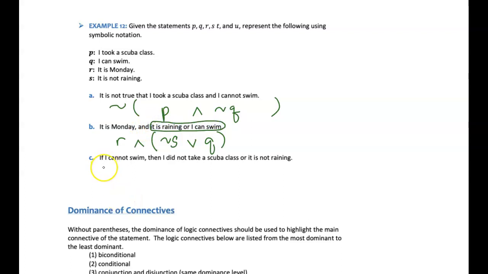Part C, if I cannot swim, so let's start with our arrow. In front of the arrow, the antecedent is I cannot swim, which would be statement negation Q. Then, after the arrow, our consequent is two parts: I did not take a scuba class, or it is not raining. We want to connect those in a grouping symbol. I did not take a scuba class would be negation P, or it is not raining is statement S.